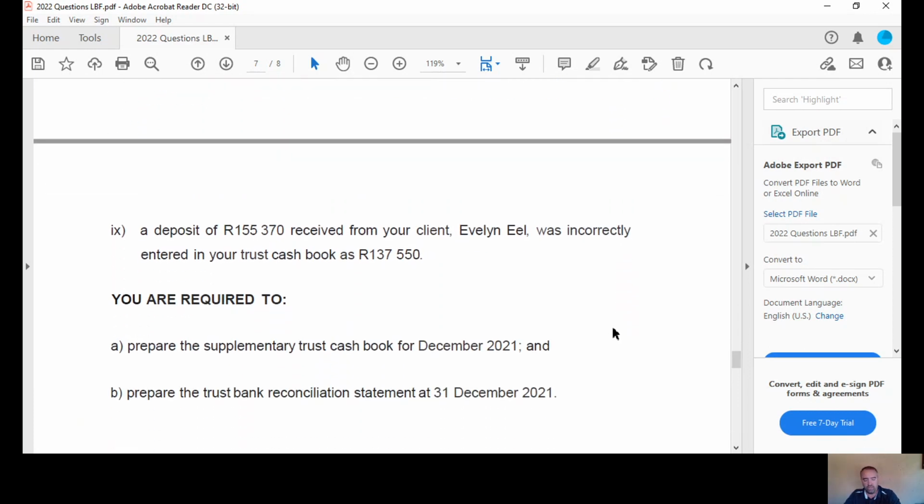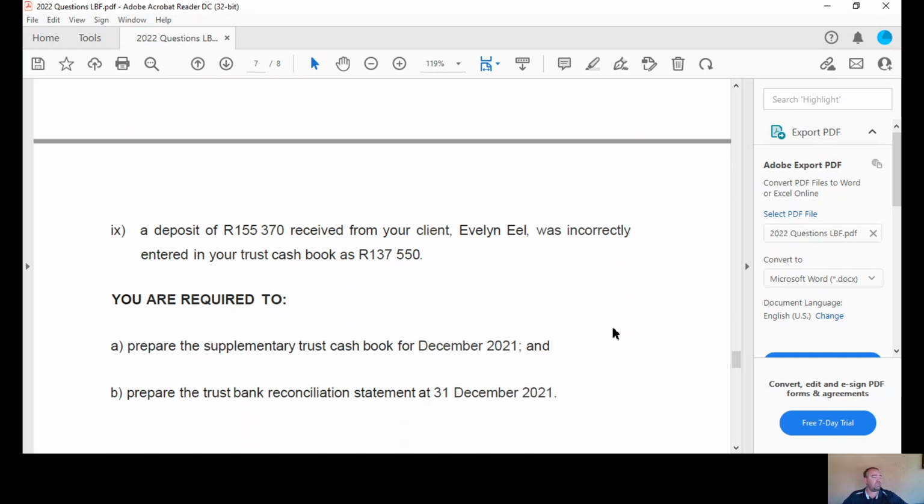Then the last one, a deposit of 155,000 received from your client, Evelyn Eel, was incorrectly entered into your trust cash book as 137,550. Okay, so what does that mean? Who made the error there, us or the bank? And the answer is we did. It was incorrectly entered into our trust cash book. So we have to enter a trust cash book transaction to correct that entry. So whether you pass one entry for the difference, or whether you reverse the wrong one and repeat the correct one, or then post the correct one, both ways you'll get your marks.